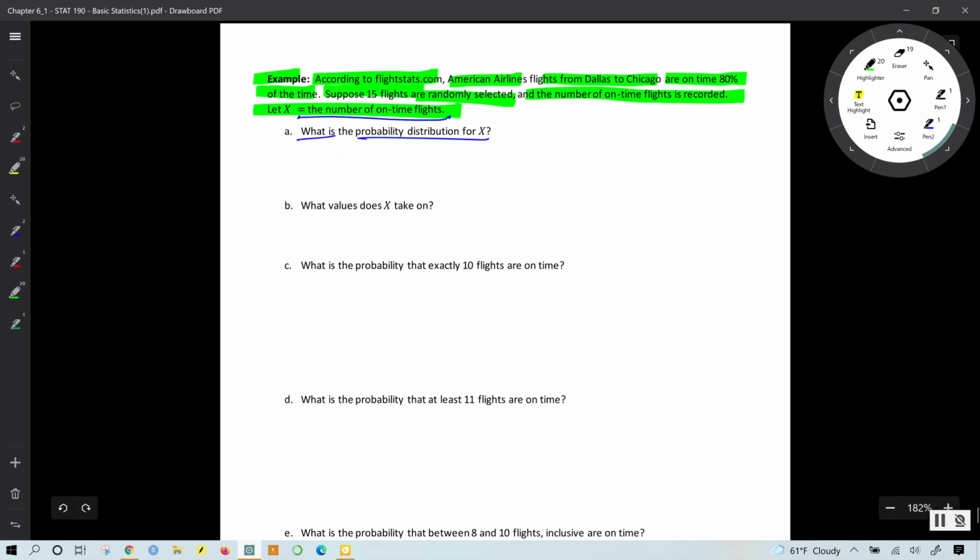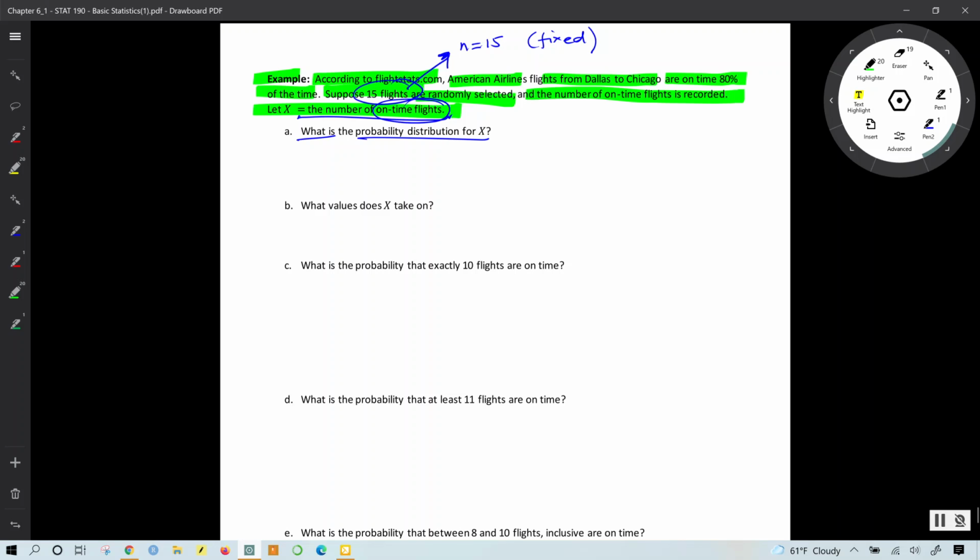Well, if x is the number of on-time flights, and we are talking about 15 randomly selected flights, you observe that for any of these flights, it is either on time or not on time. So it has two possible outcomes. That is the first condition for a binomial experiment. Then two, how many flights are we trying? Is it a definite or fixed number of trials? Yes, because our n is 15 here and it is fixed. So condition 2 for a binomial experiment is again satisfied.